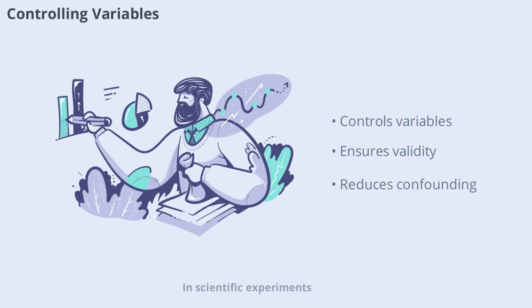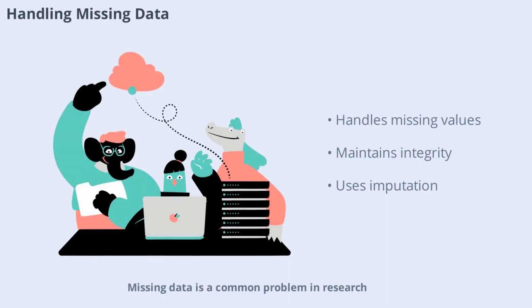In scientific experiments, it's important to control variables that could influence the results. Statistics provide methods to account for these variables, ensuring that the effects observed are truly due to the factor being studied. Missing data is a common problem in research.